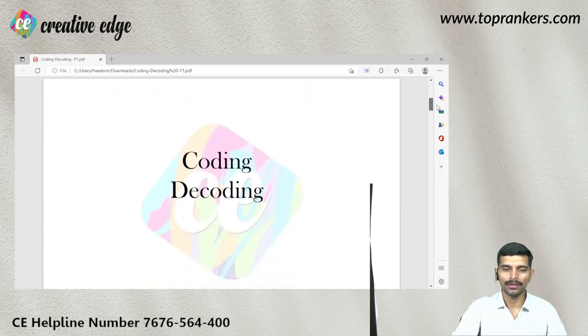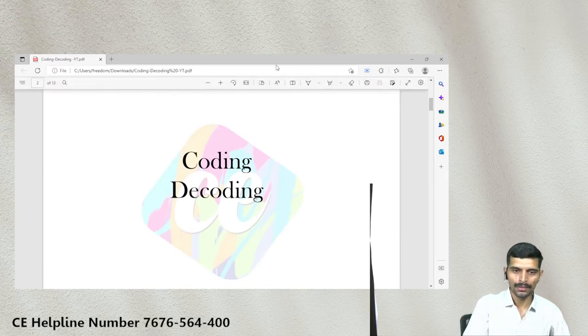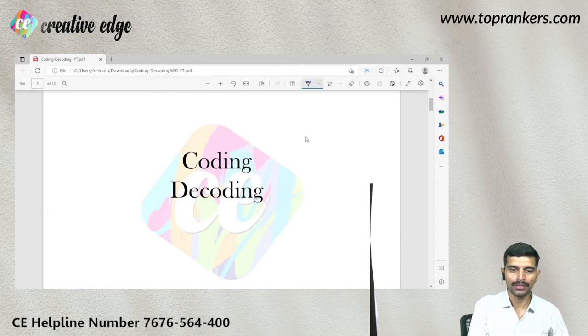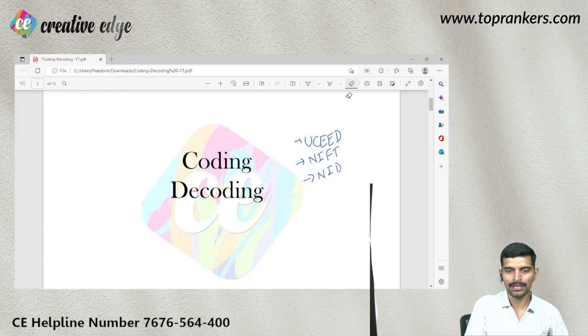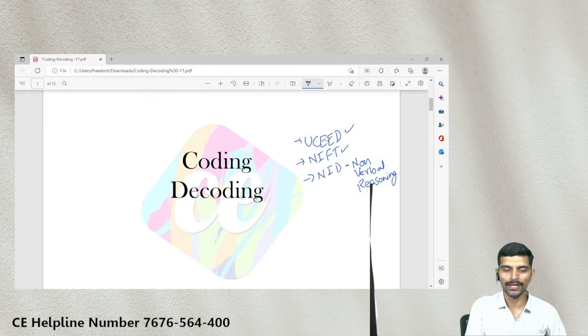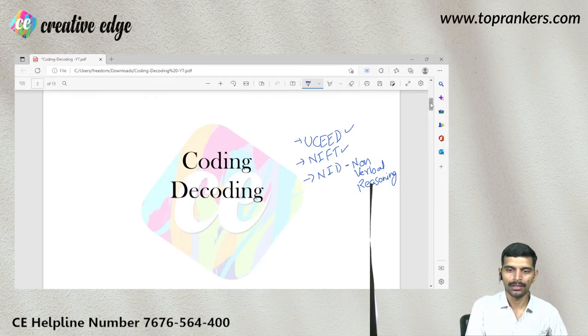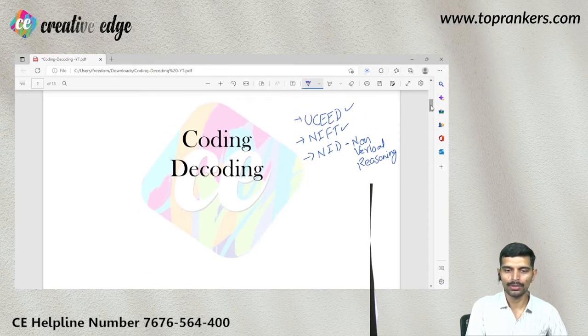So let us start discussing coding decoding. Though this topic is not frequently asked, it has been asked sometimes in UCEED examination, and as this is a part of reasoning, NIFT and NID have possibilities. But it has a relatively lower possibility when it comes to NID, because NID focuses more on non-verbal reasoning. That's why UCEED and NIFT have more weightage for such questions than NID. Right? So let us start with what coding and decoding is.